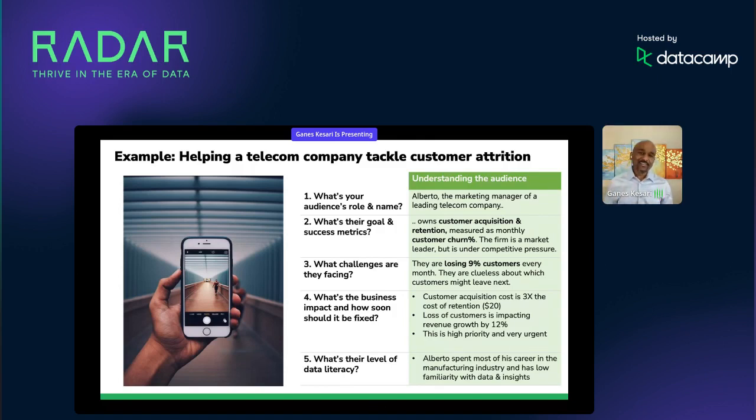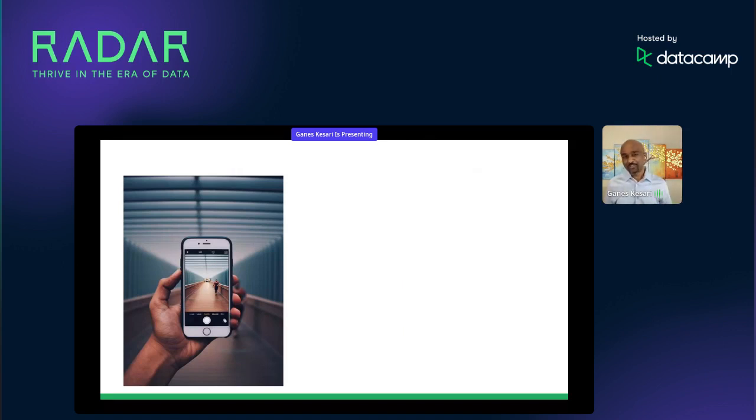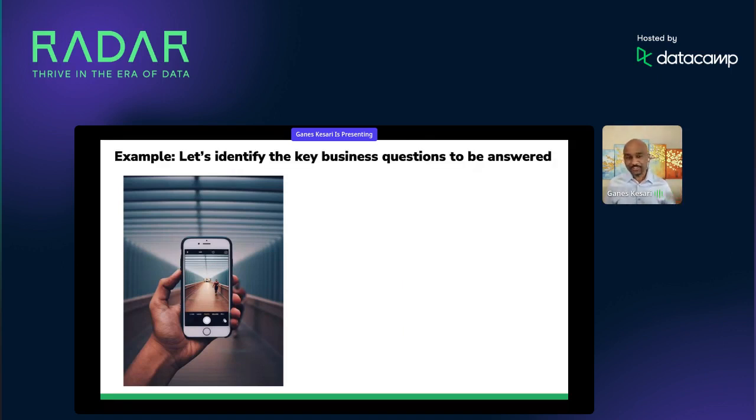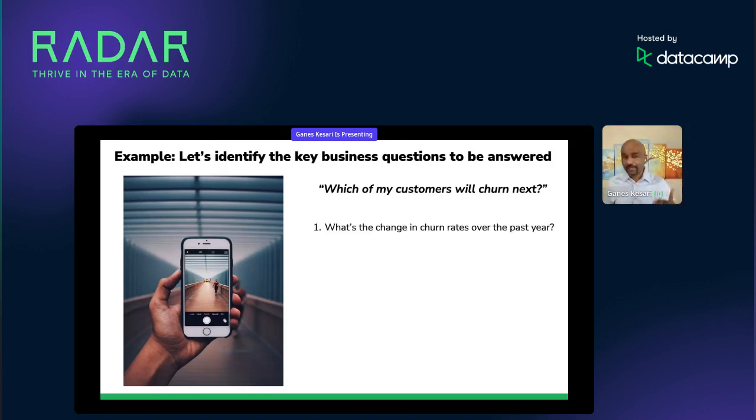So given this, how would you create a solution? How do you answer these questions that Alberto has? And firstly, you need to frame the business questions for that. What are the business questions based on the problem statement that Alberto has? You could come up with these likely questions. If you're trying to address the churn problem, what's the change in churn rates over the past years? What's the composition of customers lost, high value versus others?